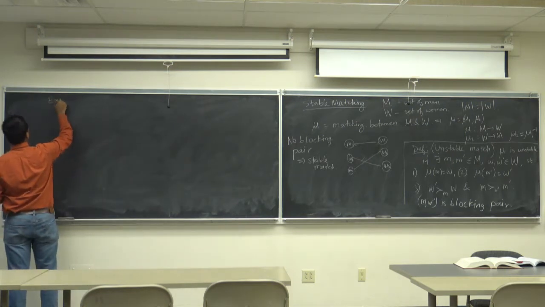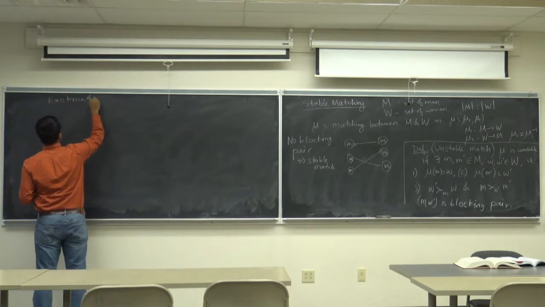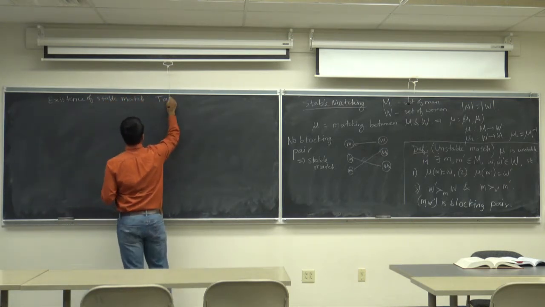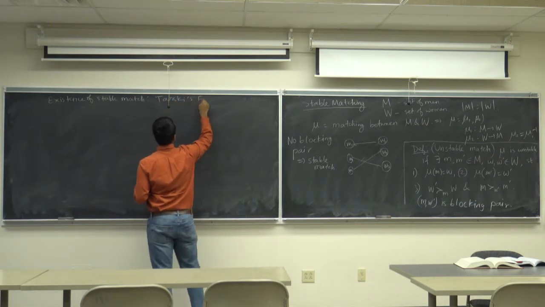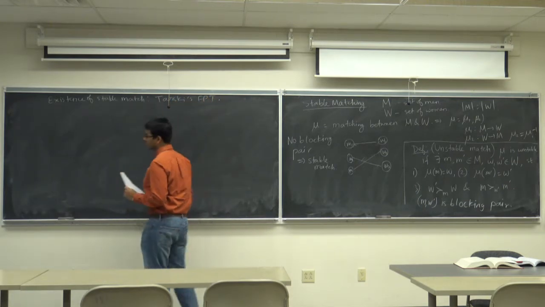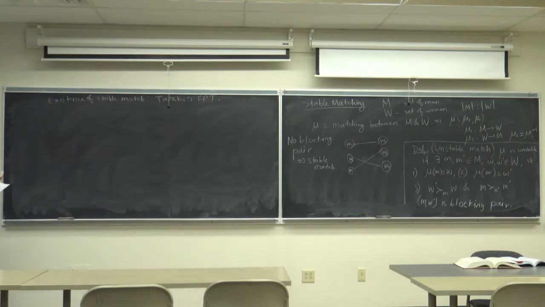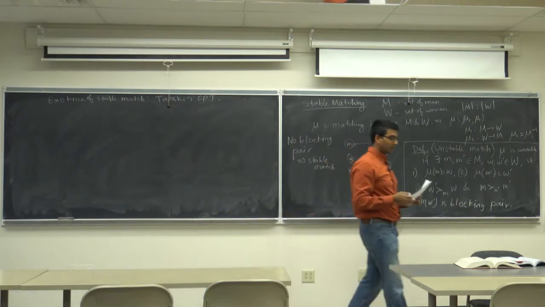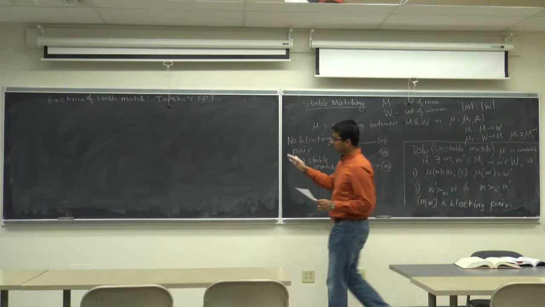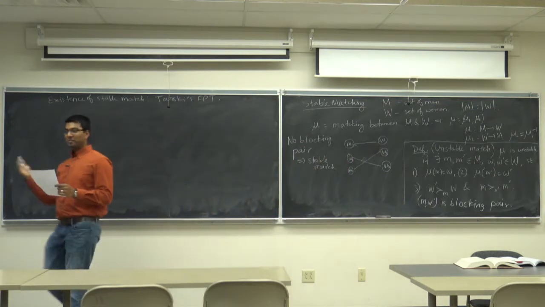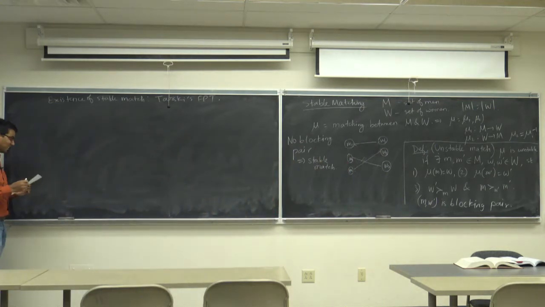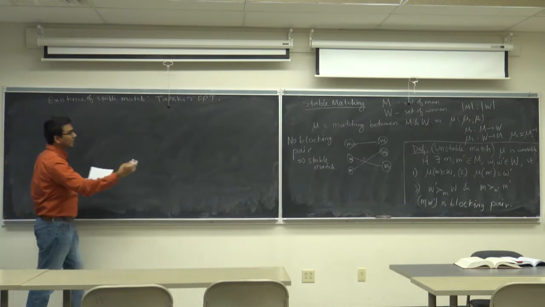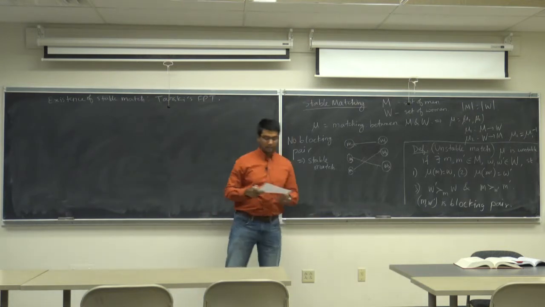So the existence of a stable match comes from Tarski's fixed point theorem, and that's a fixed point theorem over lattices. Those of you who have taken abstract algebra would probably be familiar with the term lattices, but for those of you who are not, it's not important. Well, it's important, but we won't study it in this class. So that gives you the existence of a stable match. In some sense, an equilibrium exists in this particular game.